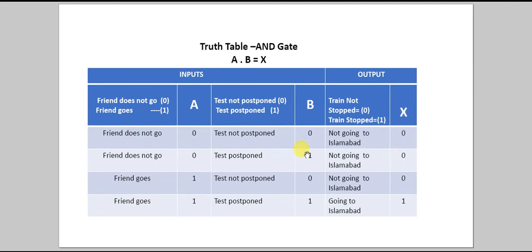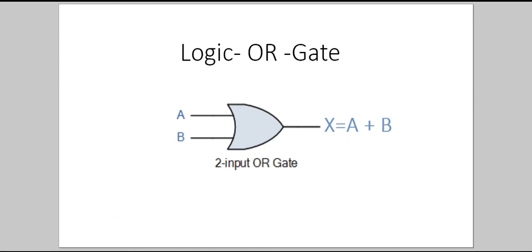These statements would have been wrong if we had got that friend is not going, the test is not postponed, but I am going to Islamabad, which is wrong. And this statement is wrong as per our initial statement. So this combination of all A and B is shown by this truth table. That's the table combination we saw. Okay, now let's see how these logic gates are symbolically represented.